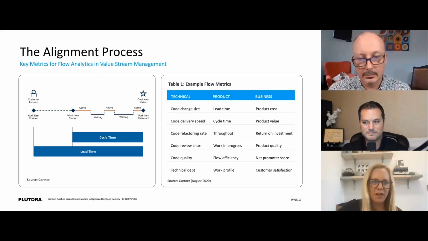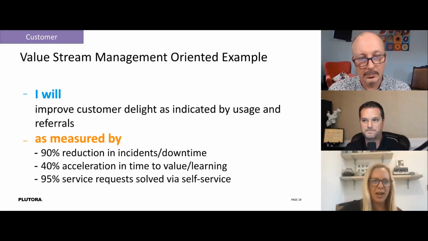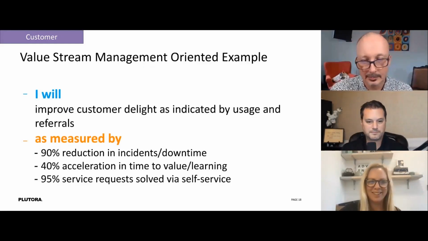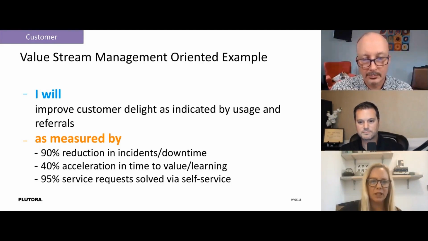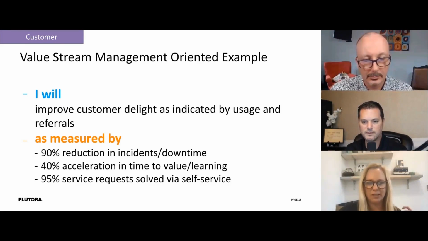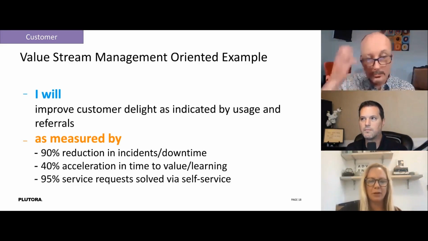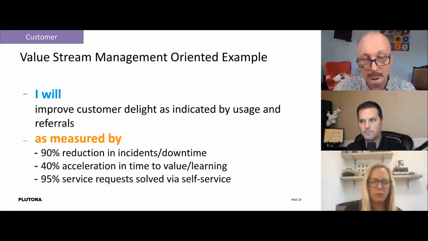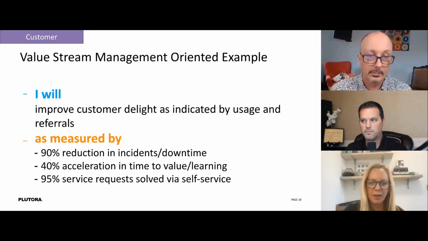So let's look at our first objective. So we have, I will improve customer delight. This is a customer OKR, as you can see, as indicated by usage and referrals. So those are the metrics we're going to use. And we're going to use also the 90% reduction in instance downtime, 40% acceleration in time to value or learning. This one was in the previous but one table. You may have noticed it, time to learning.